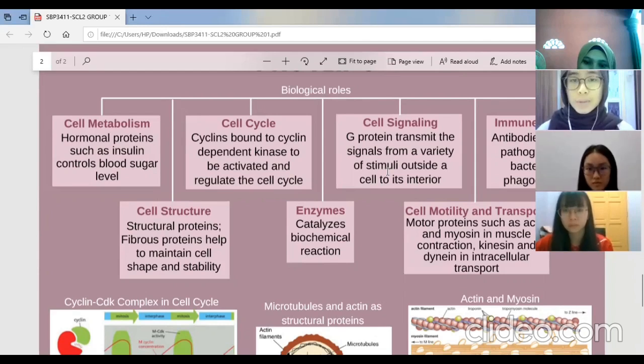Other than that, protein is also involved in cell motility. They act as motor proteins, such as myosin and actin that are involved in muscle contraction, and also dynein and kinesin that propel organelles through the cytosol. Last of all, protein also helps in maintaining the immune system. Antibodies, which are proteins, will destroy pathogens and bacteria in the form of phagocytosis.